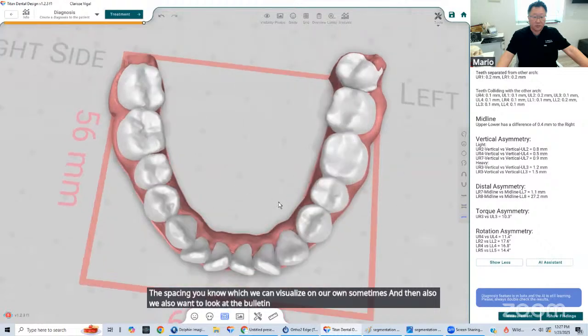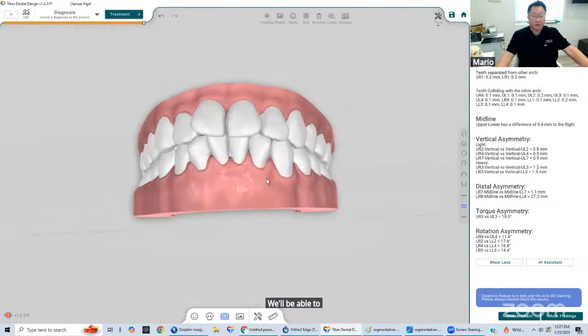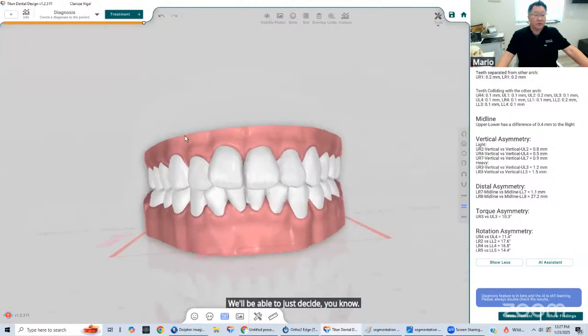The Bolton is very important. When there's too big of a discrepancy, we'll be able to decide whether and where we want to do IPR.